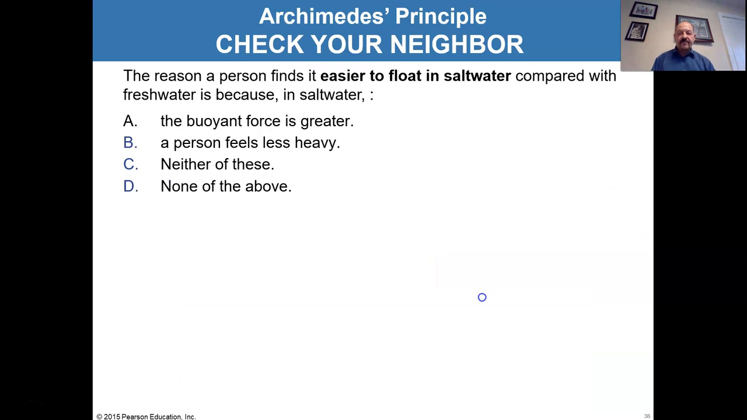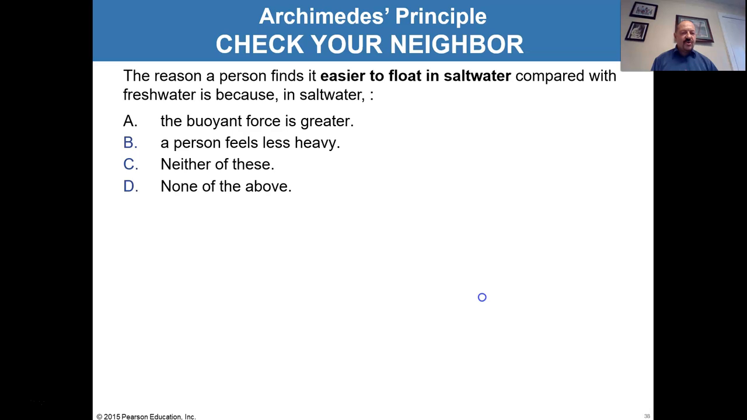water. The reason a person finds it easier to float in salt water compared with fresh water is because in salt water: A, the buoyant force is greater, B, a person feels less heavy, C, neither, D, none of the above. I think C and D are kind of the same, but I didn't write this. Well, let's think about this. This is a little tricky. Remember, salt water is denser.